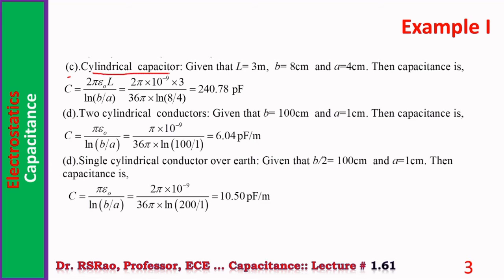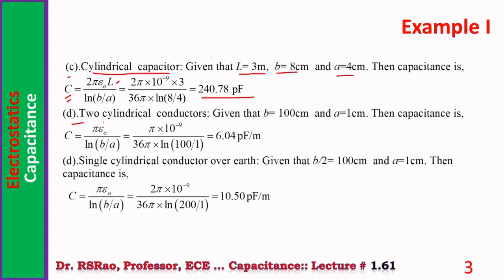C. Cylindrical capacitor. Length is 3 meter. b is 8 cm, a is 4 cm. C is 2 pi epsilon naught L by natural logarithm b by a. L is given, b is given, a is given, epsilon naught is known to us. So substitution and a little bit of simplification leads to C being equal to 240.78 picofarad.